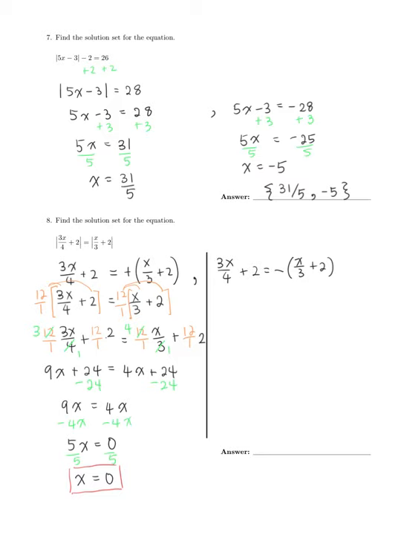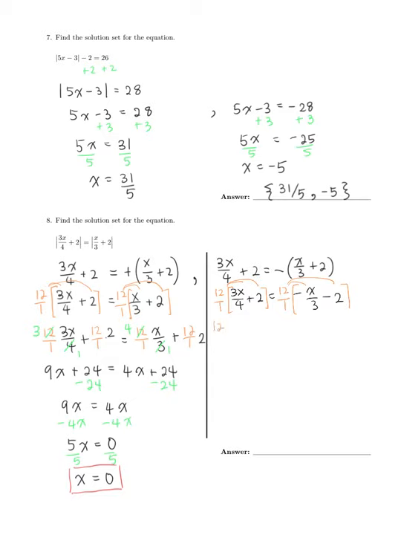Okay, so we're going to do the same thing. So you're going to have 3x over 4 plus 2. Now, step 1, distribute that negative sign in. You're going to have negative x over 3 and then minus 2. Next step, multiply by the LCD, which is just 12.